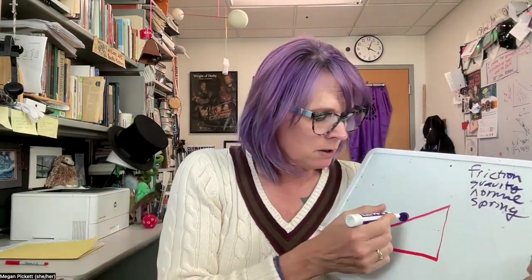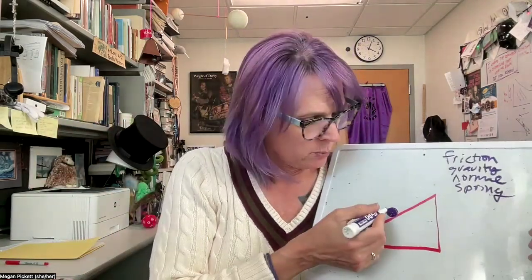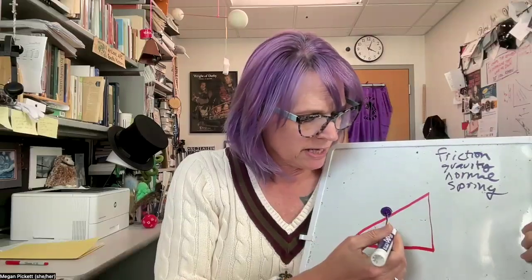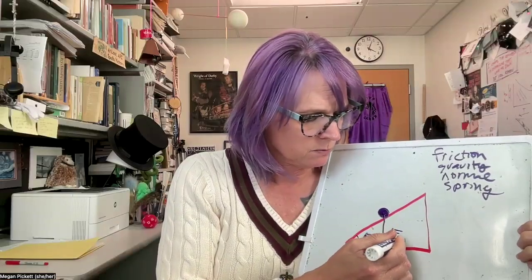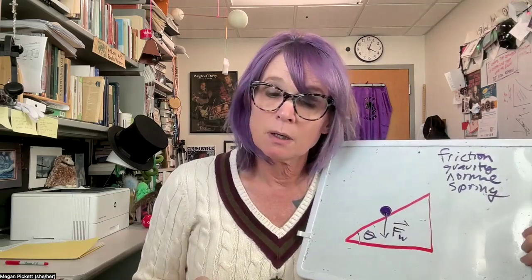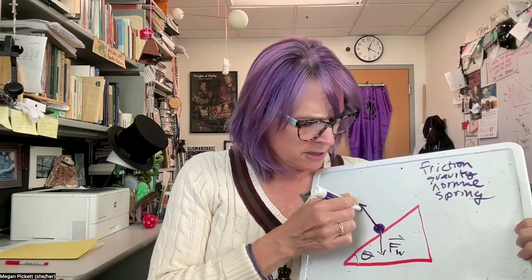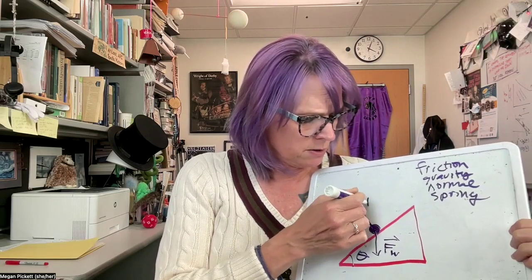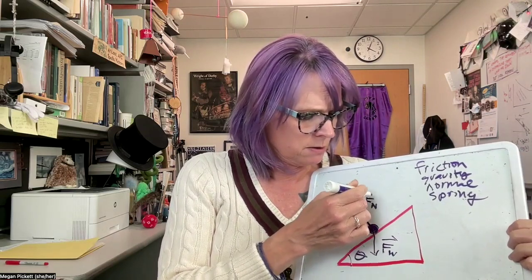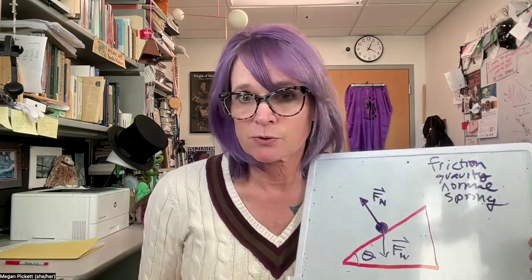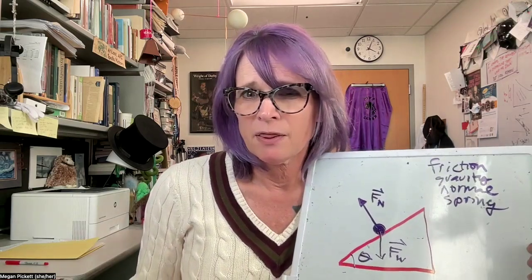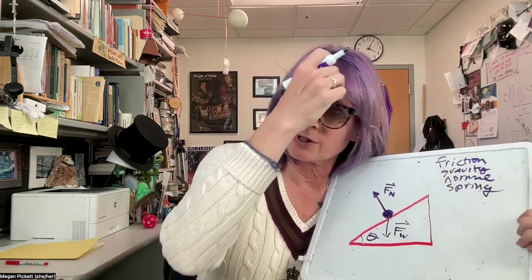Okay, so there's always going to be weight, so you can put that in. I'll use F sub W. If you have a ramp, there's going to be a contact force that is normal, that is perpendicular to the contact between those two surfaces. And then we have to put in friction.